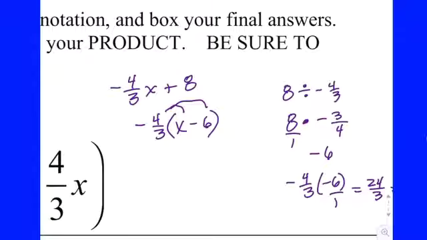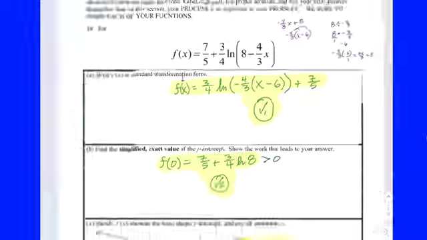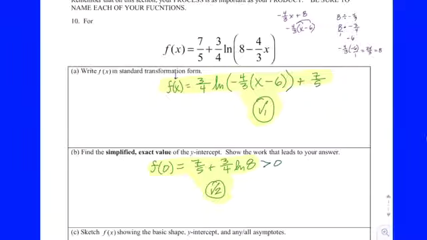Yes. Okay. So that's really elevating that step to a whole new level of importance. If you're not getting it right, focus on that. Okay, so there it is. That was one check. One check. Find the simplified exact value of the y-intercept.